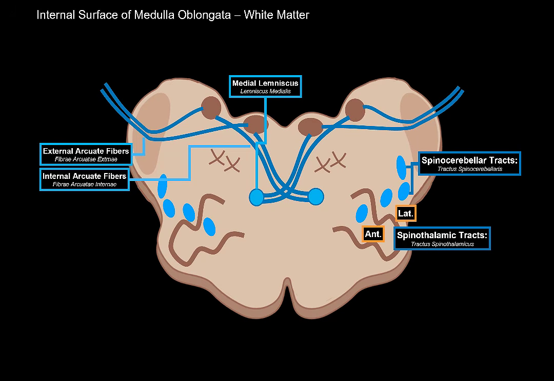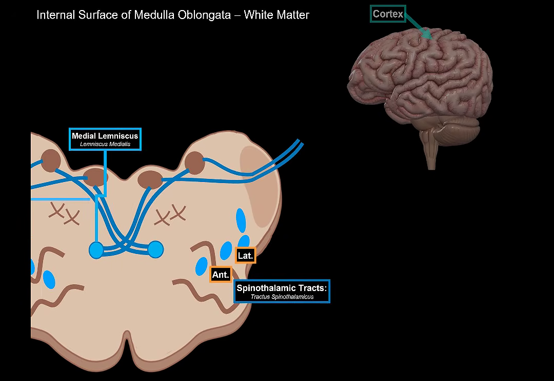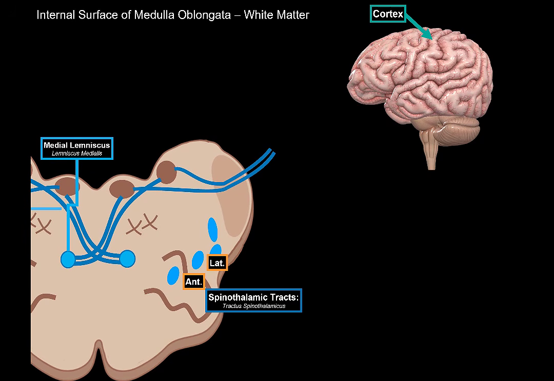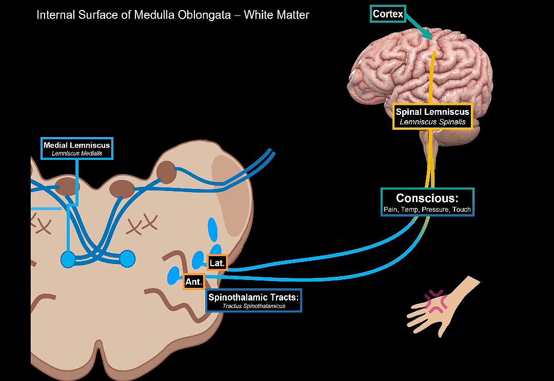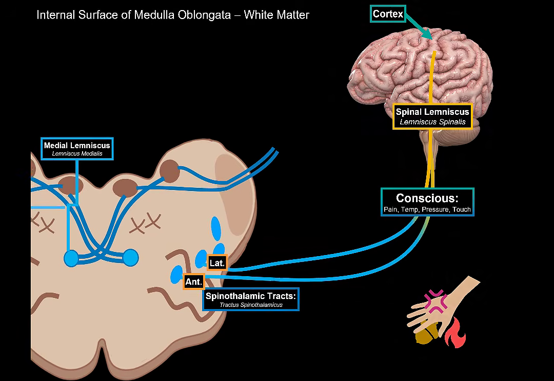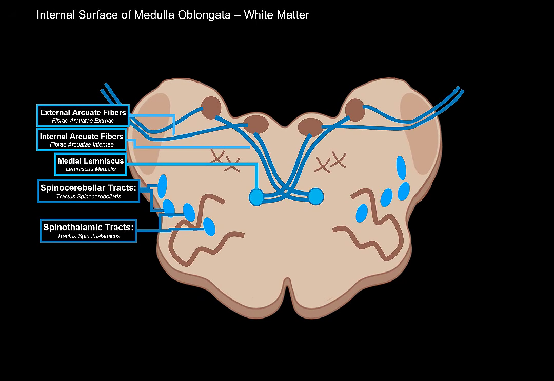Now we have two other ascending tracts here as well, called the spinothalamic tracts. We have an anterior spinothalamic tract and a lateral spinothalamic tract. These tracts are going to go to the primary somatosensory area in your cortex, and as they ascend, they get the name the spinal lemniscus. And since they go to the cerebral cortex, that means that they provide conscious sensory information. And that is for pain and temperature and pressure and touch. So that was all the ascending tracts I wanted to mention in the medulla.